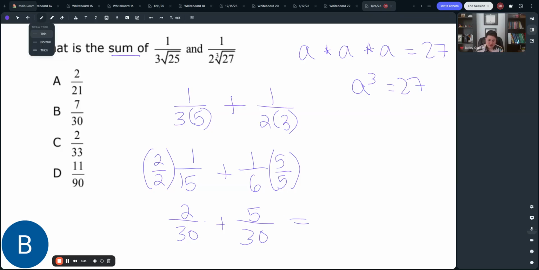Okay. And then from here, it's really super easy because the way that you add fractions, once they have the common denominator, is that you just add the numerators. So 2 plus 5 is 7. And you keep the denominator the same, 30ths. So our most simplified version of this is answer B, 7 30ths.